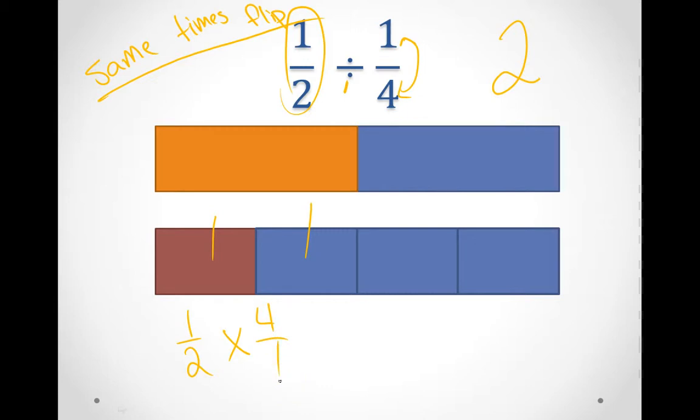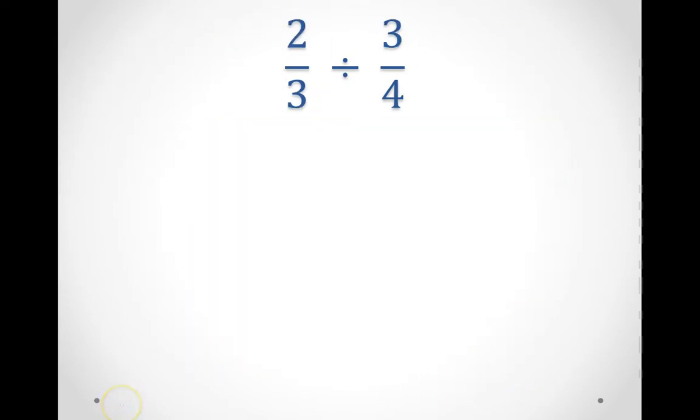Now all we do is multiply across, just like we did in the last lesson. 1 times 4 is 4. 2 times 1 is 2, and 4 over 2 is equal to 2. And so that's my answer. We're going to use the same times flip as we go through the rest of the lesson. So let's take a look.